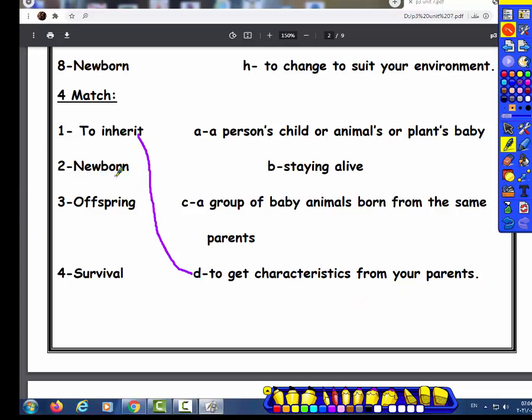Newborn means a baby animal that has just been born, or a group of baby animals born from the same parents. Offspring, like children: a person's child, or an animal's or plant's baby. Offspring, like our children. Number 4, survival. Survival means staying alive. For example, the rabbit has long ears, and these long ears are very important for the rabbit's survival.